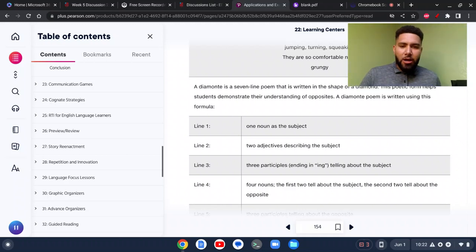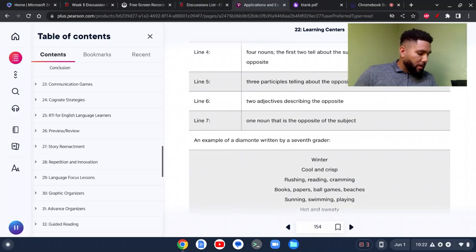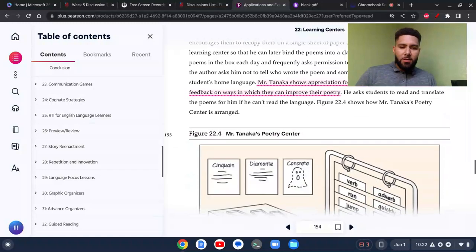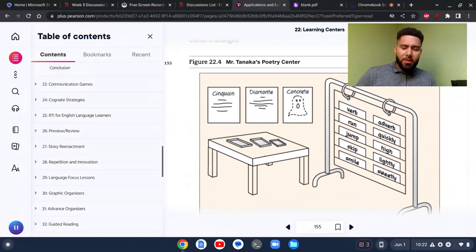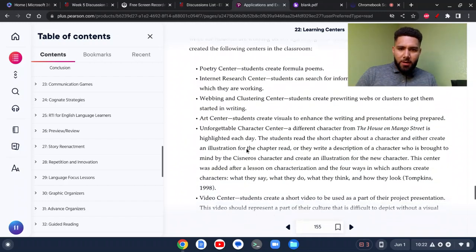Another station he had was an internet research center where students can look up specific words if they couldn't think of one from the word bank that was provided by the teacher. Another learning center was the art center, again where they can use the visual portion of the poetry to get an illustration of the poem. Okay. Also, the Unforgettable Character Center.